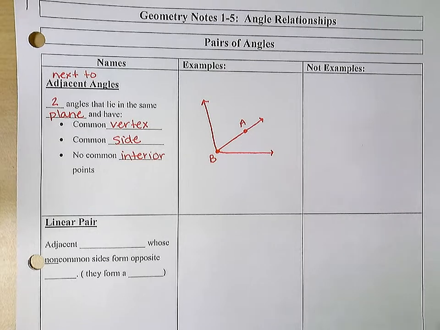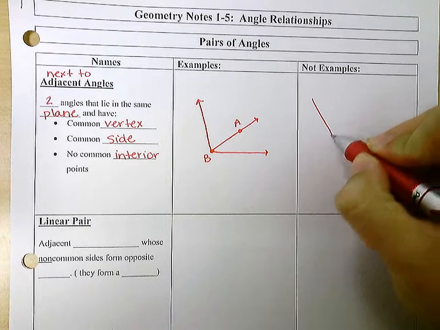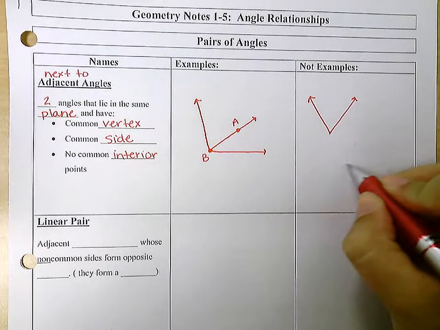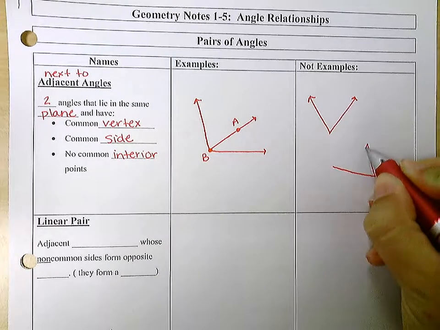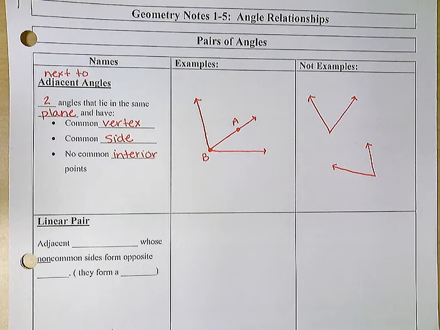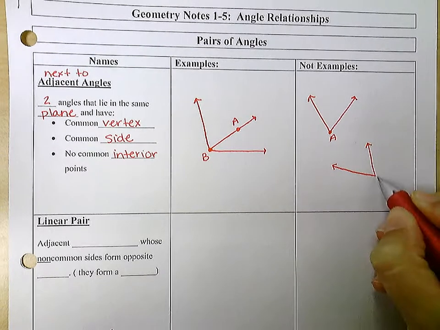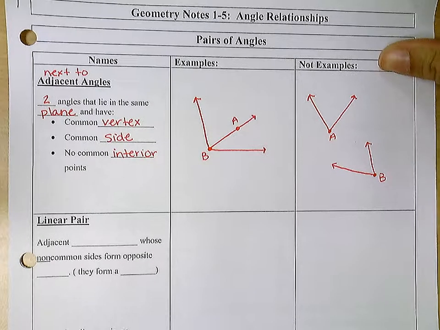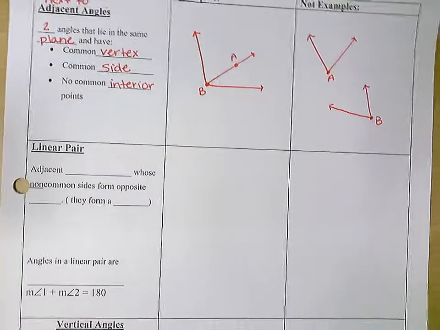Okay, a non-example would be if I have an angle here, and then I just had another angle off to the side. Okay, so those are two angles, but they're not sharing a vertex. They do have different vertices. So this one has vertex A, this one has vertex B. Okay, they don't share that vertex point. They don't share that ray in common. Okay, questions on adjacent angles? There's a lot of vocabulary in geometry.